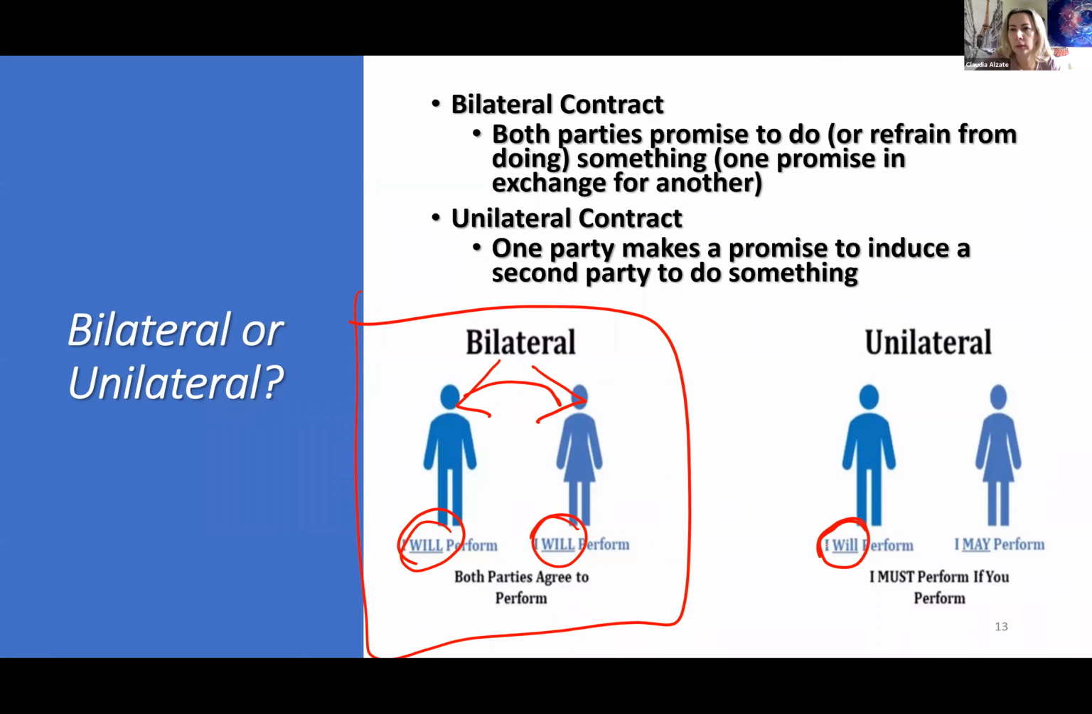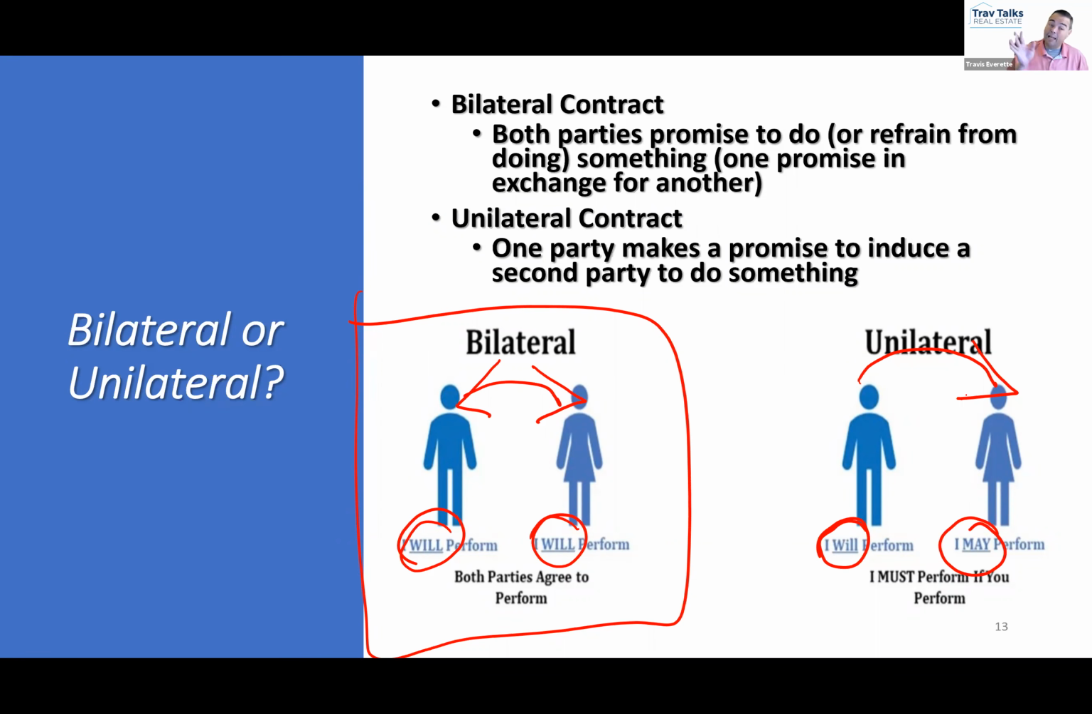They will, while the other is saying they what? They may. This is a contract where the promise only goes in one direction. A unilateral contract is an agreement between two parties, but only one of them has absolutely promised that they will do something. How do we all feel about that?